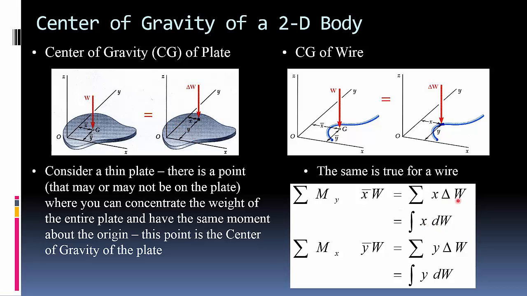That's the sum of x delta w. Or you take that to the extreme, you make those little chunks infinitely small, and it's the integral of x dw. And the same thing is true for y. And so we're saying that there is that magic place, that x bar and y bar, where if you put the entire load, it has the same moment as if you treated every individual particle with each particle's own x or y distance.